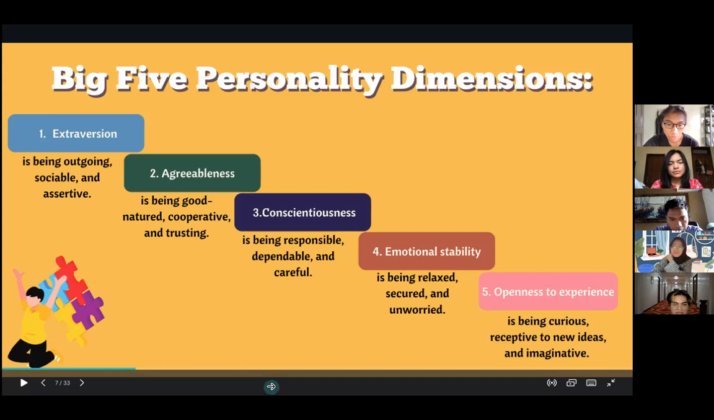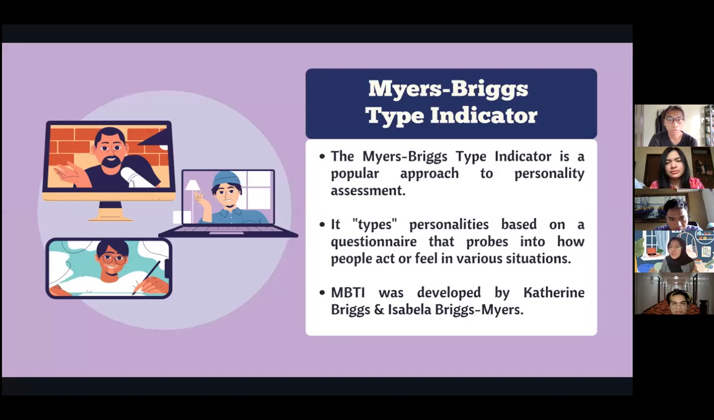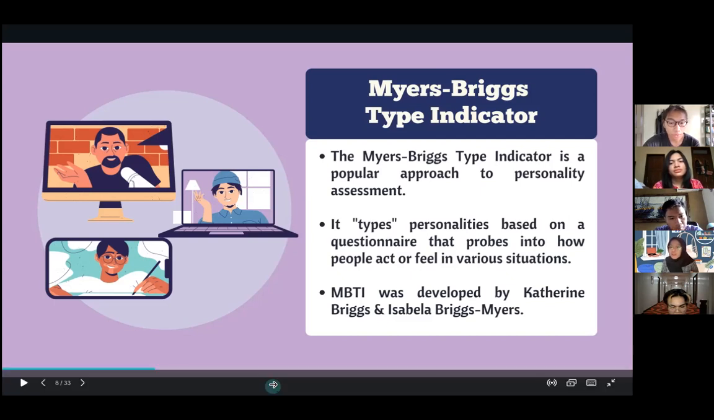Next slide, please. Next, we are going to talk about MBTI, or the Myers-Briggs Type Indicator. The Myers-Briggs Type Indicator is a popular approach to personality assessment. It types personality based on a questionnaire that probes into how people act or feel in various situations. Called MBTI for short, it was developed by Katharine Briggs and her daughter, Isabel Briggs Myers, from a foundation set forth in the work of psychologist Carl Jung.